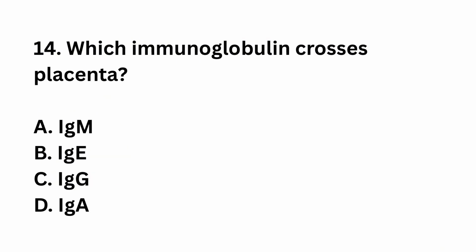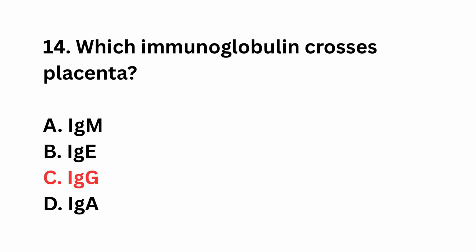Question number 14. Which immunoglobulin crosses placenta? IgM, IgE, IgG, IgA. The right answer is option C, IgG. IgG provides natural passive immunity to fetus. It protects newborns during early life.